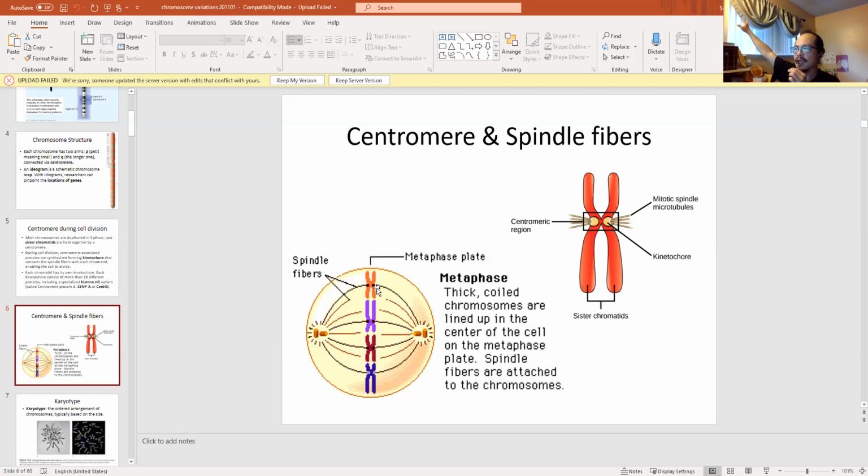These spindle fibers are one of the cytoskeleton types we mentioned very early, probably in the first week when we talked about the cell. There are three types of cytoskeleton, and this one is the microtubule. And that is held by the kinetochore. The kinetochore holds the microtubule on one side, and on the other side it holds the centromere. So that's the centromere.